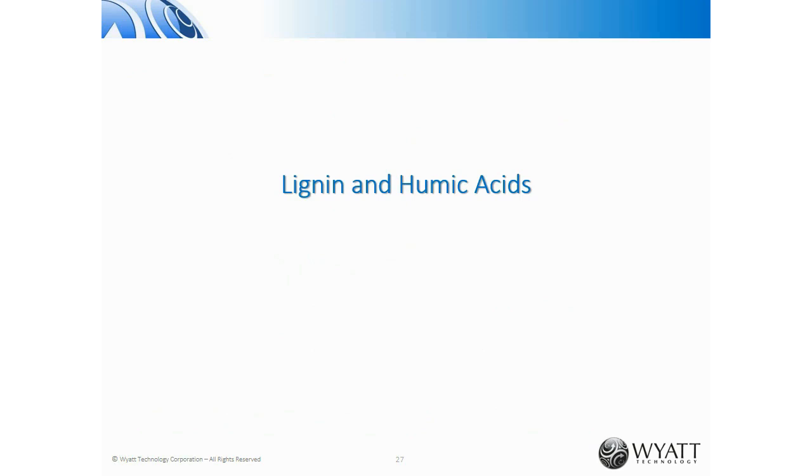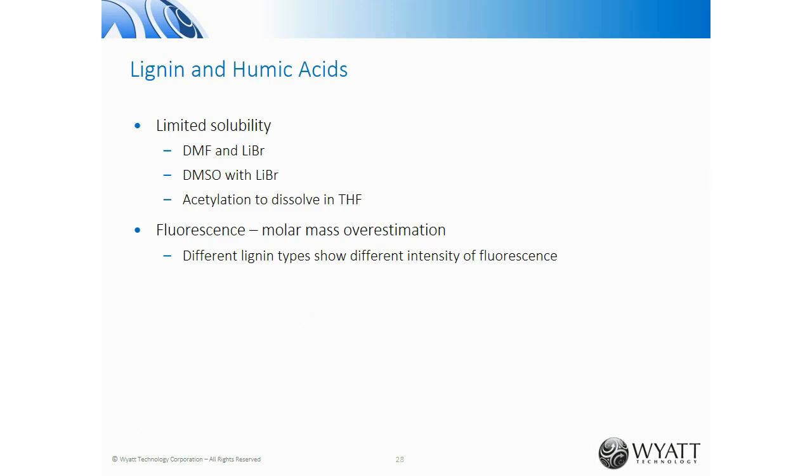Lignin and similar materials, humic acids. Lignin and humic acids are materials that require highly polar organic solvents to be dissolved. Alternatively, they can be transferred to derivatives soluble in THF by acetylation. The issue in their characterization is fluorescence that results in significant overestimation of molar mass. And later on I will explain how to reduce the effect of the fluorescence.